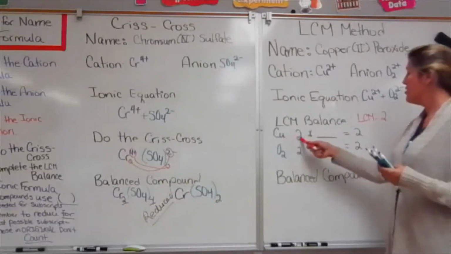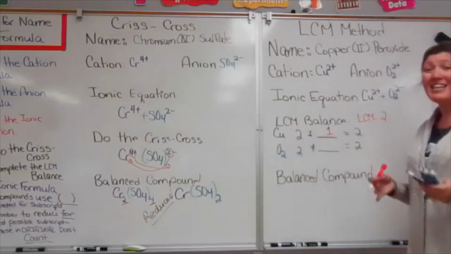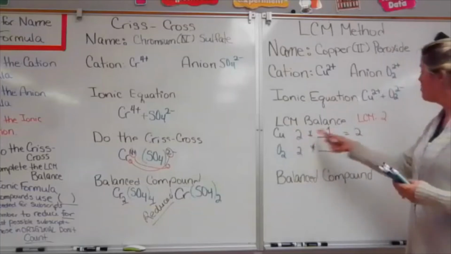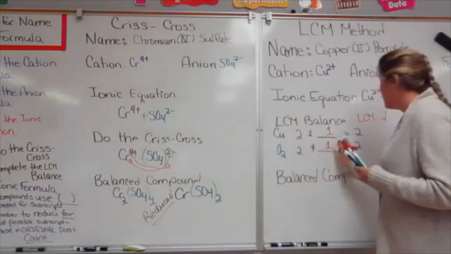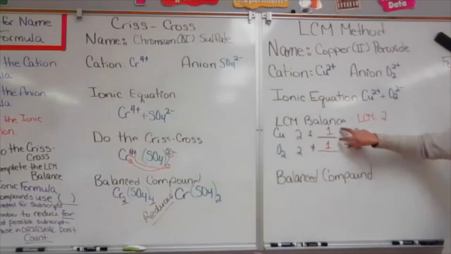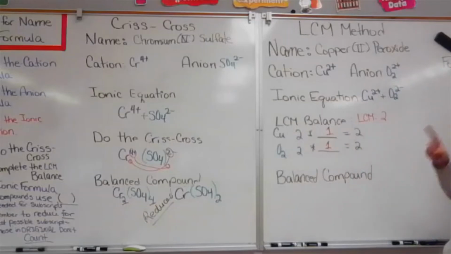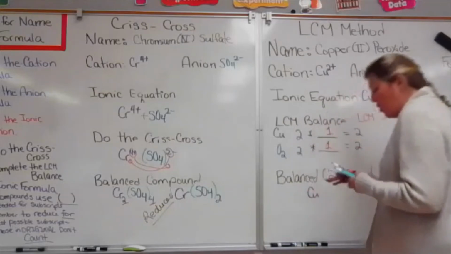So Cu, 2 times 1 equals 2, it has to be 1, because 1 times anything is itself, and those two are the same number. So that also has to be true for O2. So then we can write our balanced compound knowing that we are not going to be writing 1 as a subscript, because you only write subscripts of 2 or higher. So we're just going to write it as CuO.